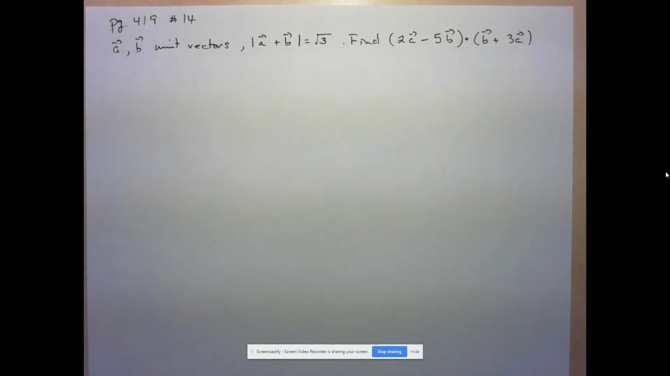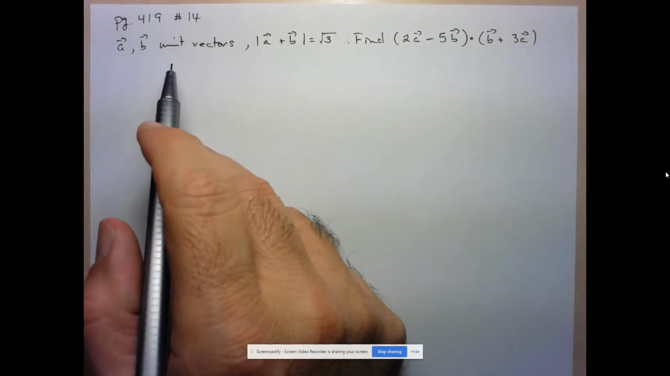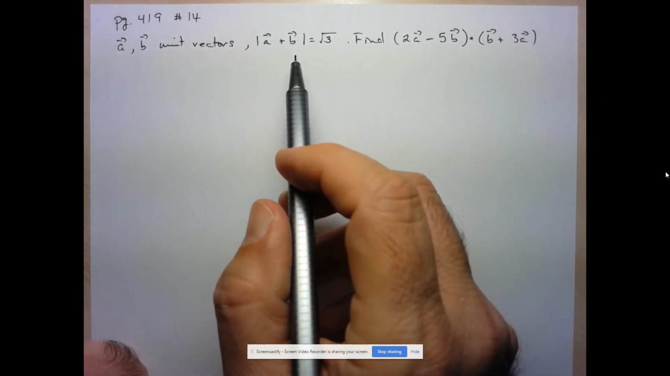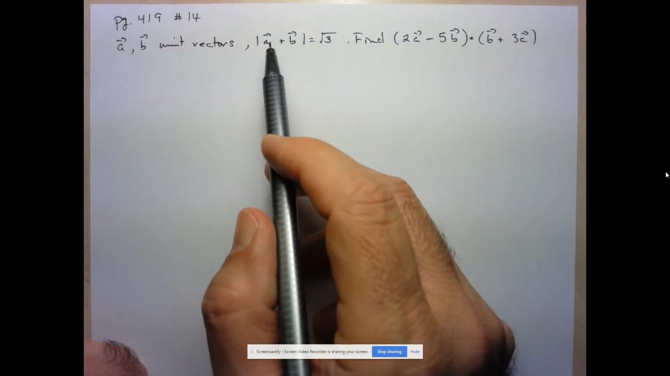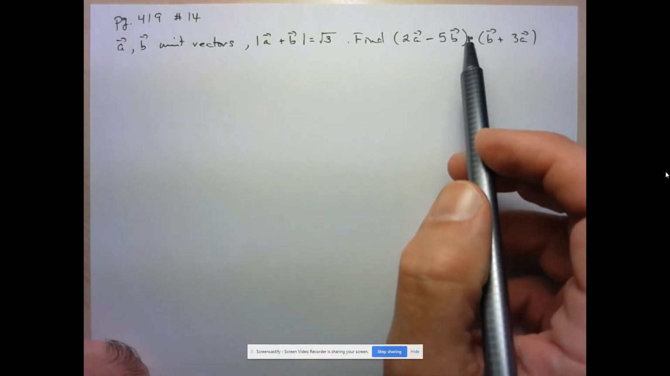Hi folks, we're going to take a look at the solution to number 14 on page 419. So they tell us that A and B are unit vectors. So remember that means that they have magnitude 1. And they give us that the magnitude of A plus B is equal to square root of 3. And then they want us to determine this expression.